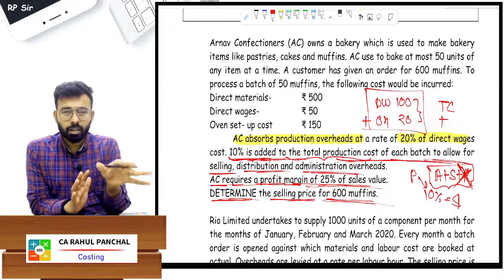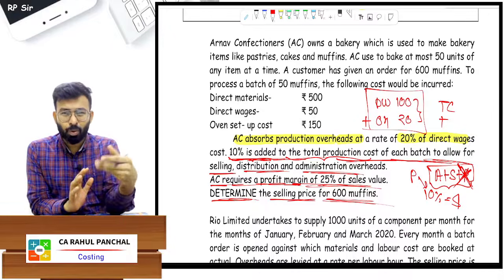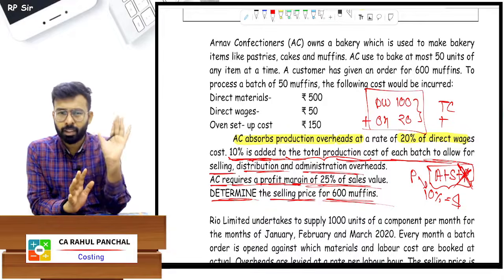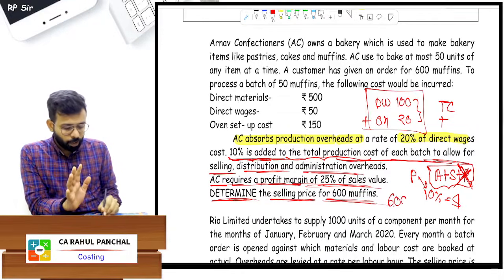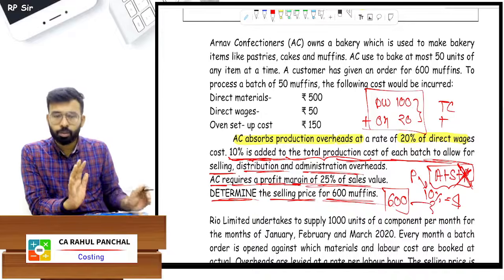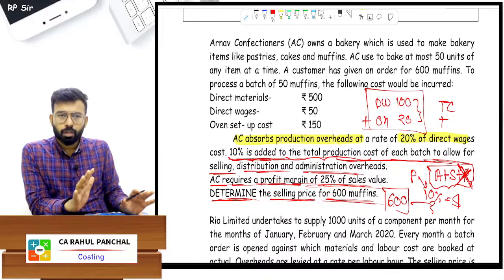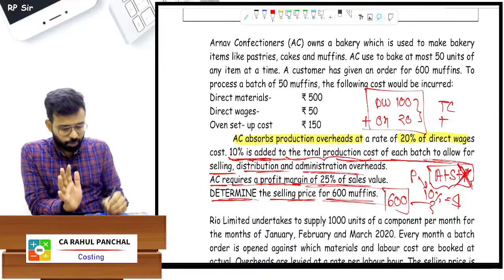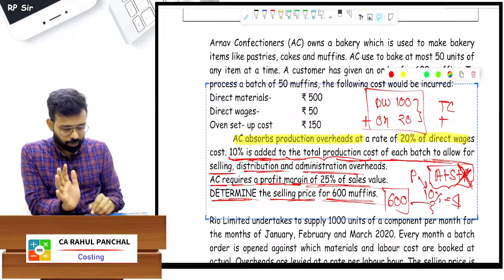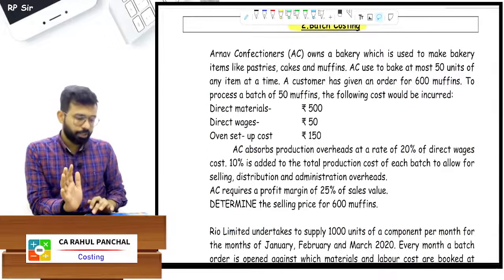Can you do this in rough, or should I give more hints, or is that sufficient? Whatever we read, you can calculate the selling price of 600 muffins. If someone is placing an order for 600 muffins, how much will you charge him? Hello? Yes, sir, we can try. So please try. The question is there in front of you. Please try.